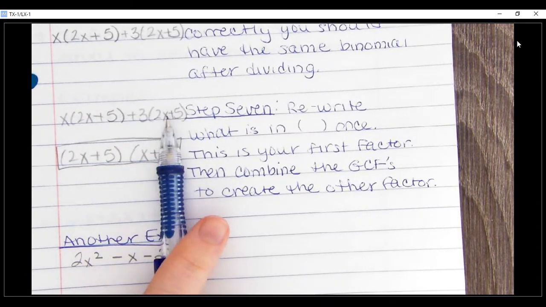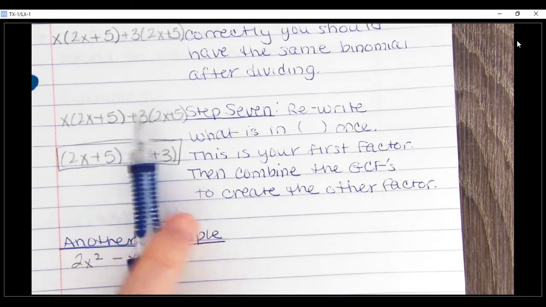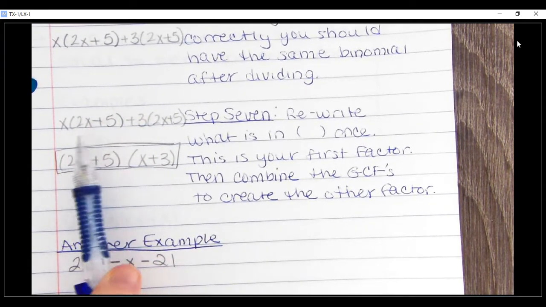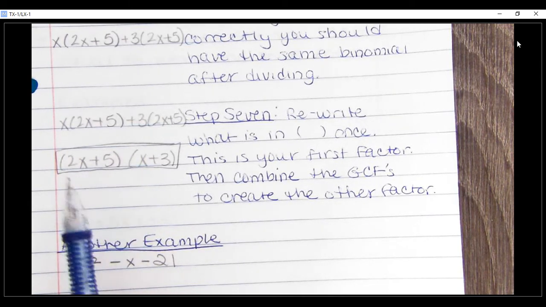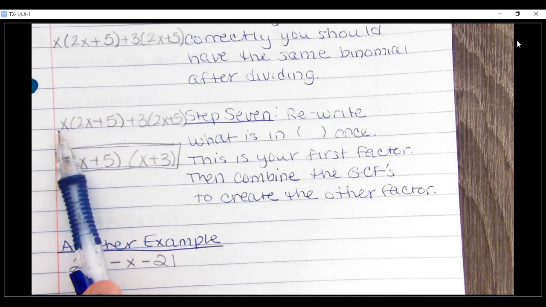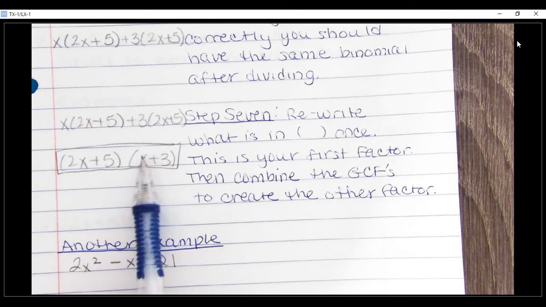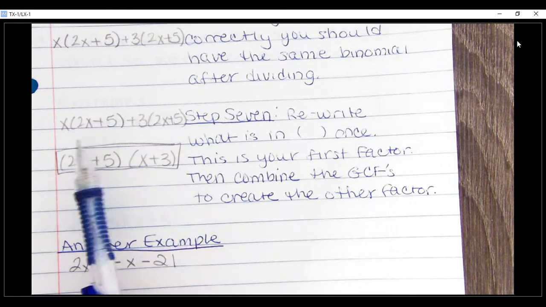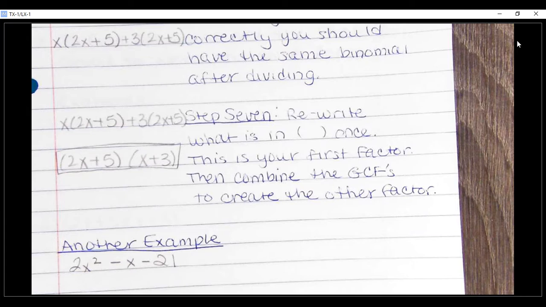So 2x plus 5. We had the same thing in the parentheses. That is one of my factors. So 2x plus 5 is one of my answers right here. The other answer I'm going to get by combining what I took out, my x and my positive 3. So I took the x and the positive 3 and combined them together in order to get my second factor of x plus 3. And I'm all done. That's factoring. I know when I say all done, it seems like it was a long process, and it is. It is a tough task, but I know you can all do it.